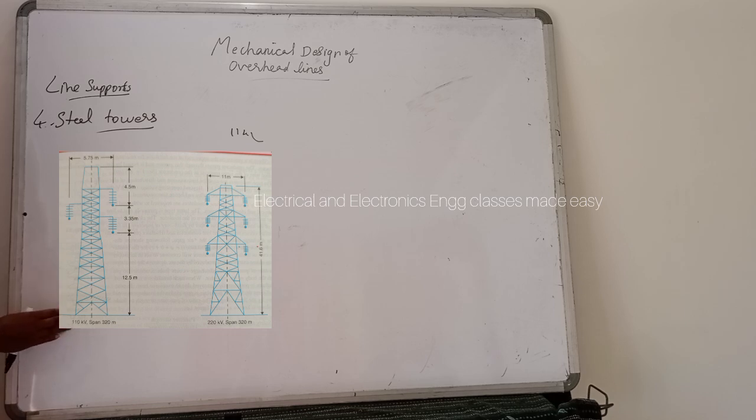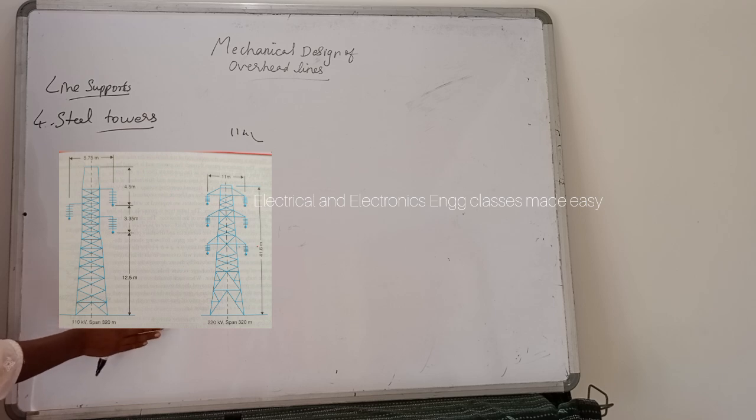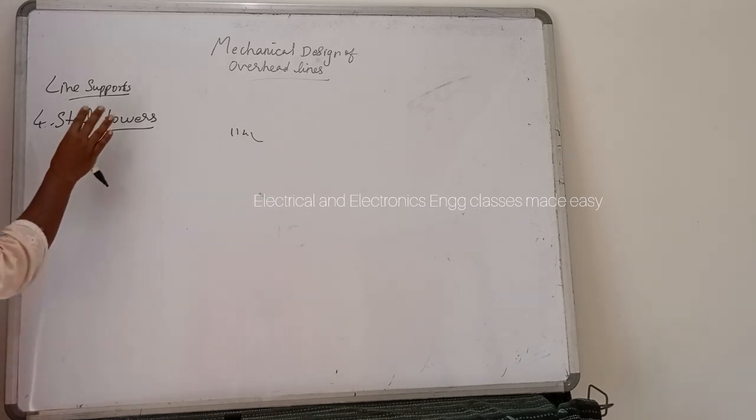However, at a moderate additional cost, double circuit tower can be provided. And the double circuit has the advantage that it ensures the continuity of supply. In case there is breakdown of one circuit, the continuity of supply can be maintained by the other circuit. So that is about the line supports.